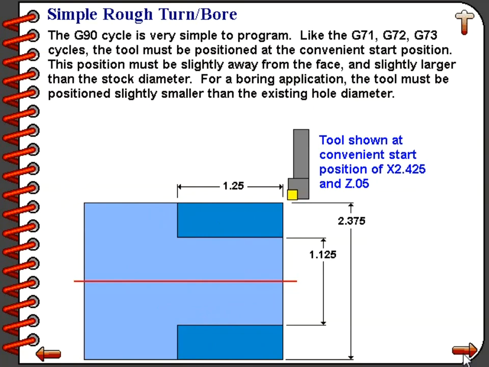Like the G71, G72, and G73 cycles, the tool must be positioned at a convenient start position. This position must be slightly away from the face of the part and slightly larger than the stock diameter. For a boring application, the tool must be positioned slightly smaller than the existing hole.